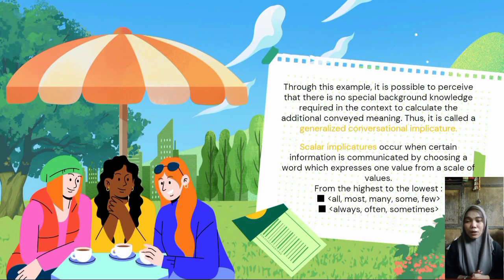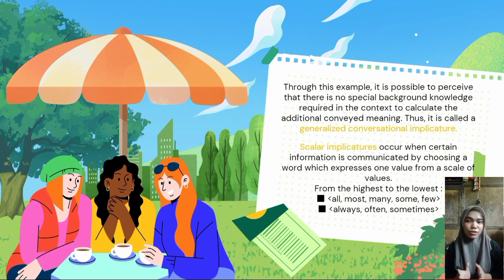Through this example, it is possible to perceive that there is no special background knowledge required in the context to calculate the additional conveyed meaning. Thus, it's called a generalized conversational implicature. Next, we talk about scalar implicatures.